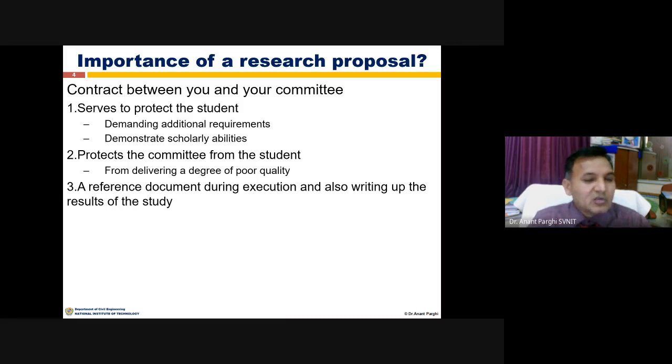For example, if you are utilizing some software for a numerical method, like standard software, you should know how to model the particular structure, how to do the pre-processing, how to do the post-processing, and how to analyze the data. The other thing is statistical analysis, to demonstrate scholarly ability. You have to demonstrate that you have the fundamental understanding. Sometimes you are going to develop your own code, for example, utilizing MATLAB.